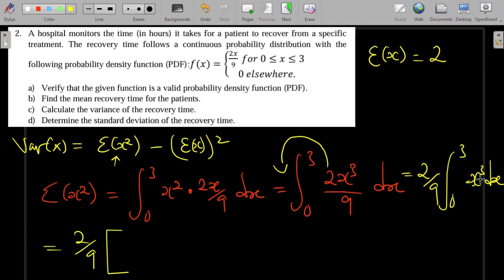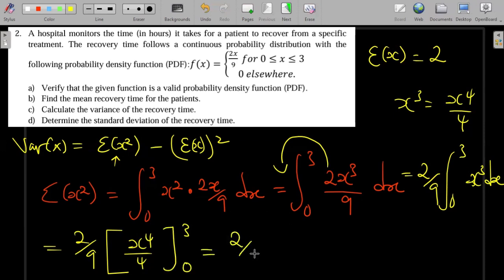Okay, so integrating x to the power 3 just gives me x to the power 4 divided by 4. So it's what I'm going to write here. And then I still have the limits 3 and 0. So this is going to be equal to 2 over 9. Okay, and then here now you can substitute your 3. So it will be 3 to the power 4 divided by 4 minus 0 to the power 4 divided by 4. So what does this give us?